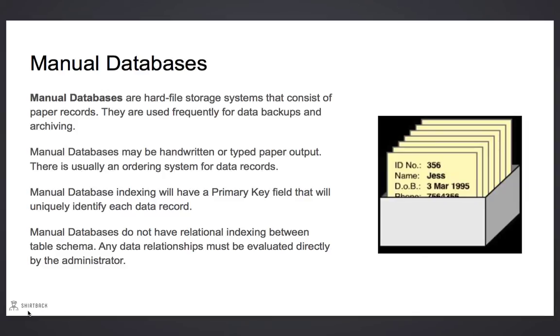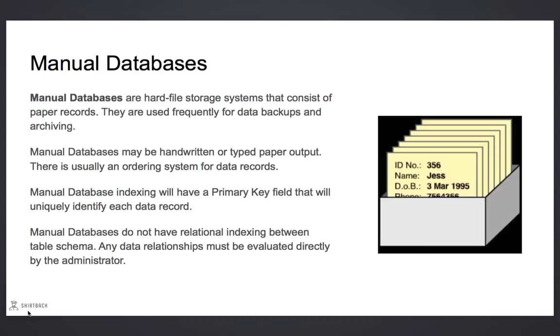Manual databases are hard file storage systems that consist of paper records. They are used frequently for data backups and archiving. Manual databases may be handwritten or typed paper output. There's usually an ordering system to index the data records.